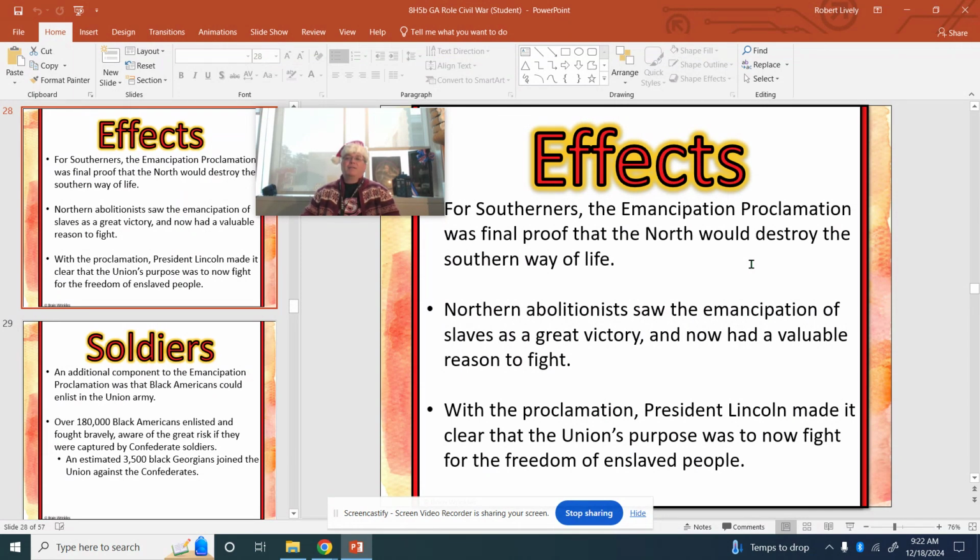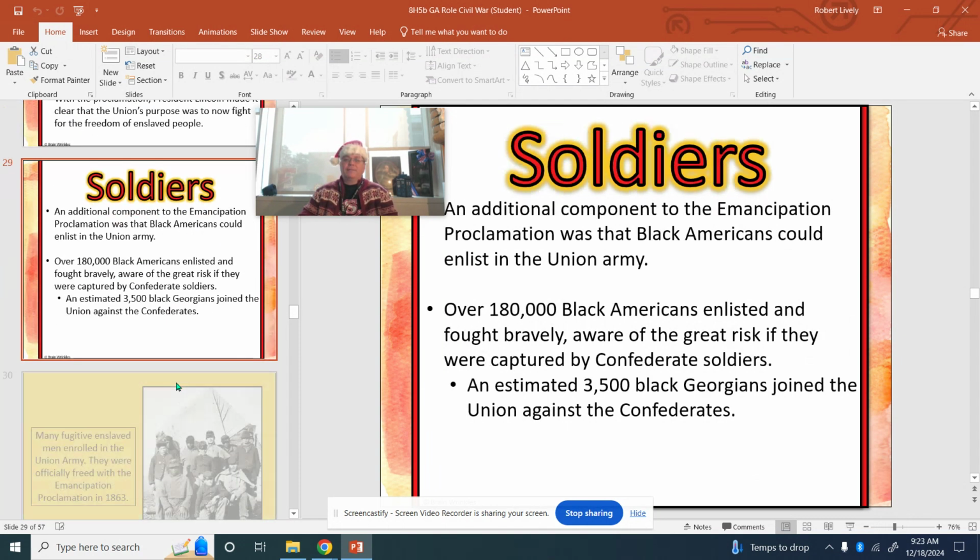For Southerners, the Emancipation Proclamation was final proof that the North would destroy the Southern way of life. Northern abolitionists saw the emancipation of slaves as a great victory and now had a valuable reason to fight. With the proclamation, President Lincoln made it clear that the Union's purpose was now to fight for the freedom of enslaved people, not just to save the Union. Because nobody really cared if Georgia was a part of the Union or not, but they did care about freeing the people who were enslaved here.